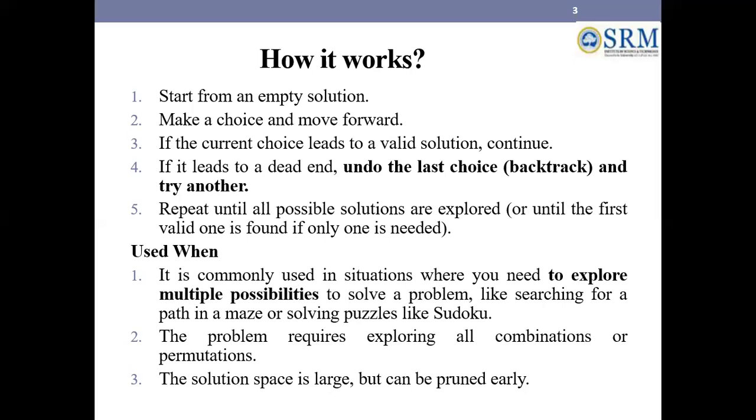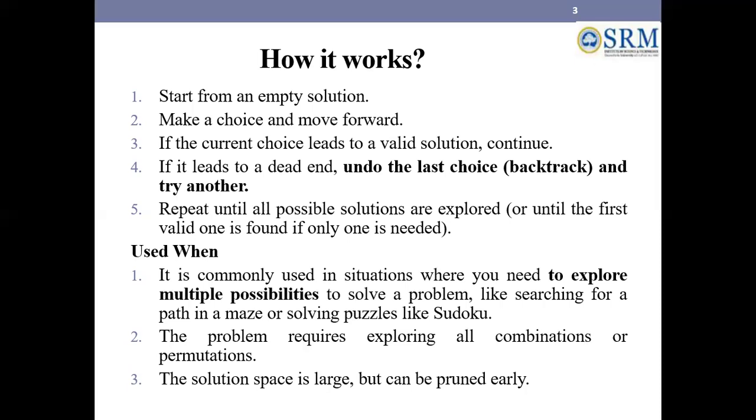In this type of problem, the problem can have more than one solution. It is not necessary that the problem should have only one solution. So the problem can have multiple solutions. Even though we got one solution, we try all other possibilities to find more than one solution. That is called backtracking. It is commonly used in situations where you need to explore multiple possibilities to solve a problem. There are n number of possibilities, n number of solutions. So we try all the possibilities to find all the possible solutions. That is called backtracking.